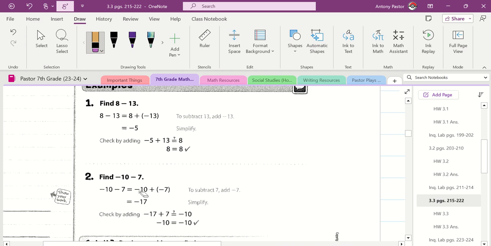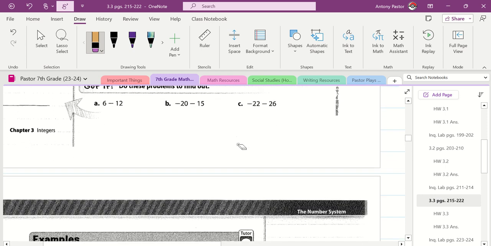Find negative 10 minus 7. Negative 10 minus 7 is the same thing as saying negative 10 plus negative 7, which will be negative 17. If you owe somebody $10 and you owe somebody else $7, you're going to owe $17 total.